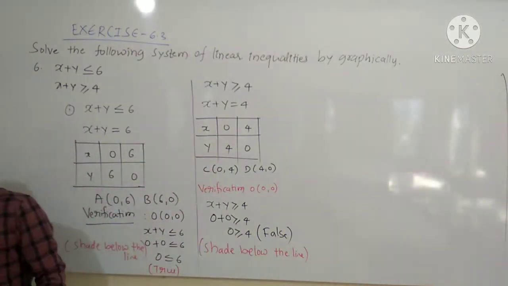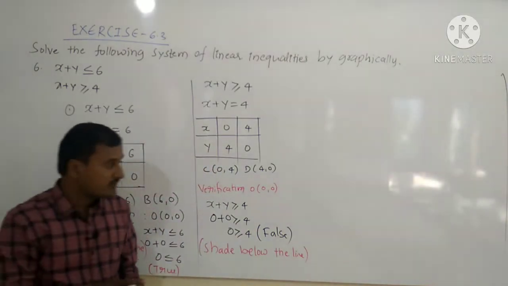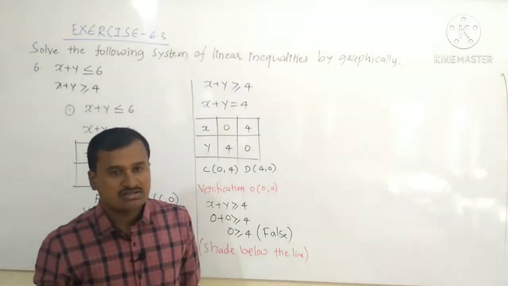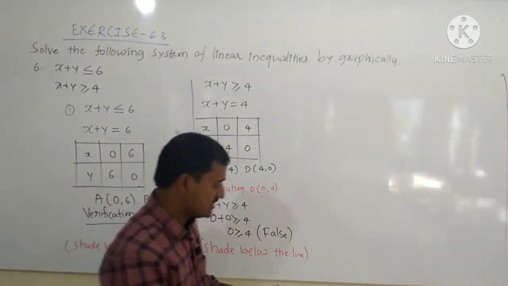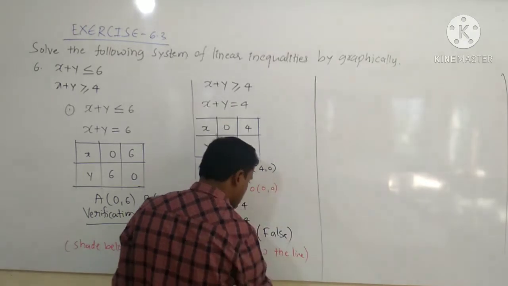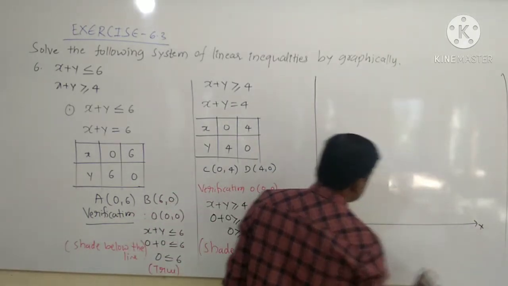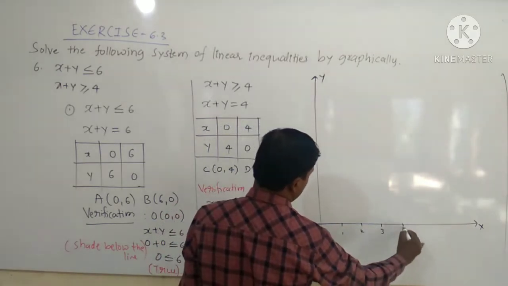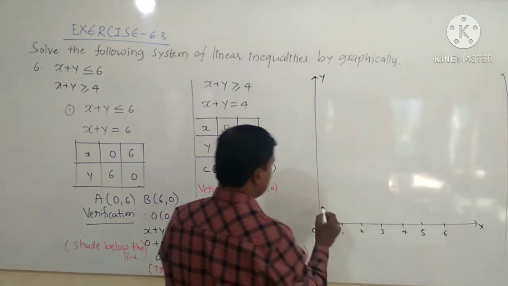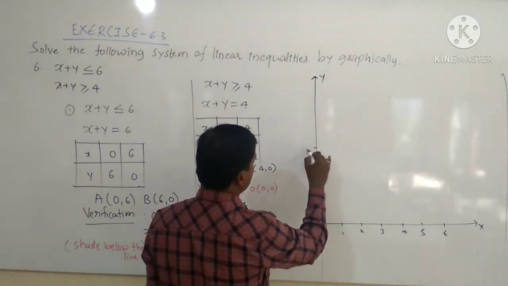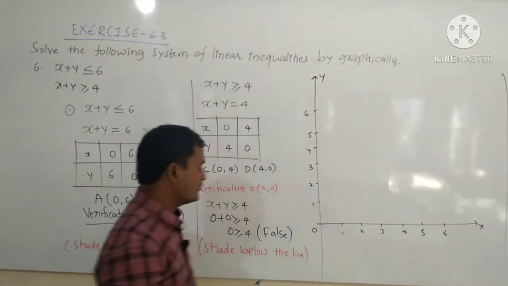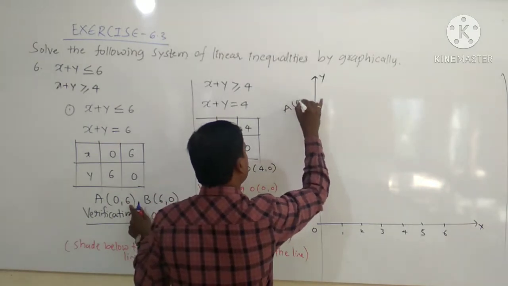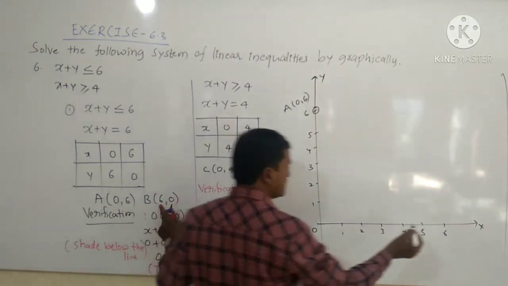Now we have to take the graph. Since it is a system of linear inequalities, we have to shade the common region, because the points lying within that region satisfy both the inequalities. So we draw the graph. Here is the x-axis, here is the y-axis: 1, 2, 3, 4, 5, 6, and again on the y-axis 1, 2, 3, 4, 5, 6. The first point is 0 comma 6, this is point A, and point B is 6 comma 0.